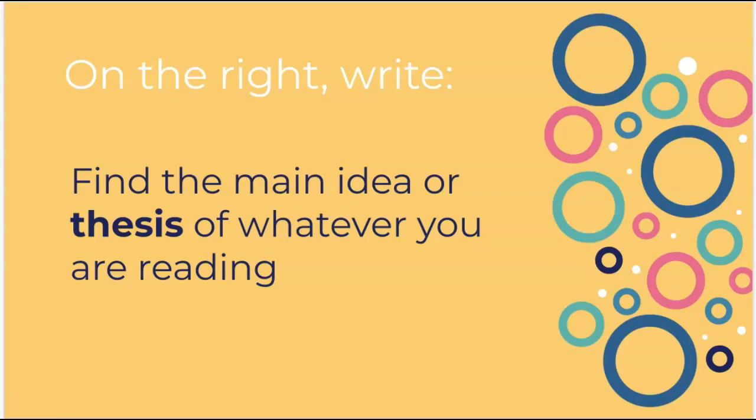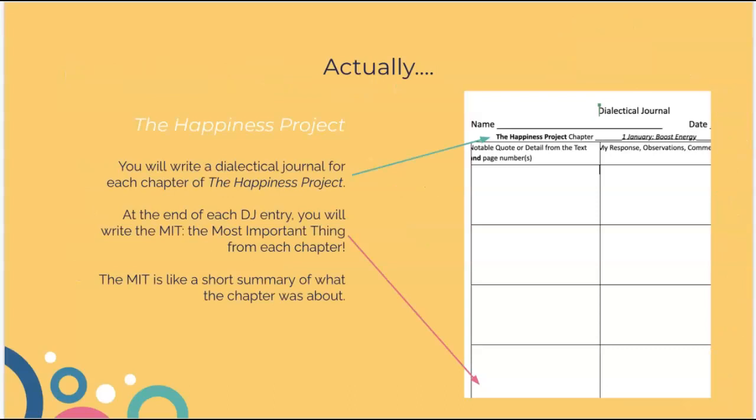Actually, for the Happiness Project, you will write a dialectical journal for each chapter of the book. At the end of each dialectical journal entry, you will write the MIT, the most important thing from each chapter. The MIT is like a short summary of what each chapter was about.